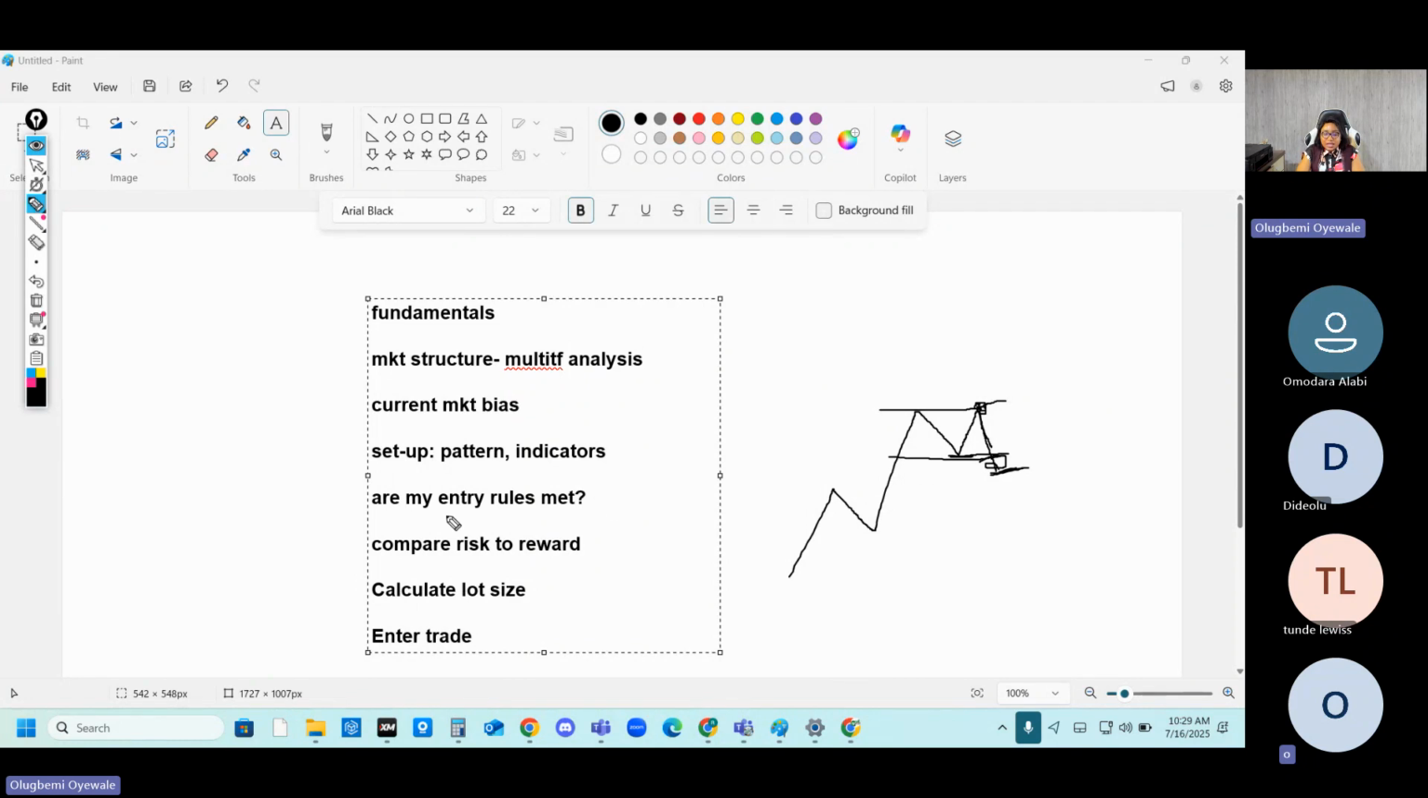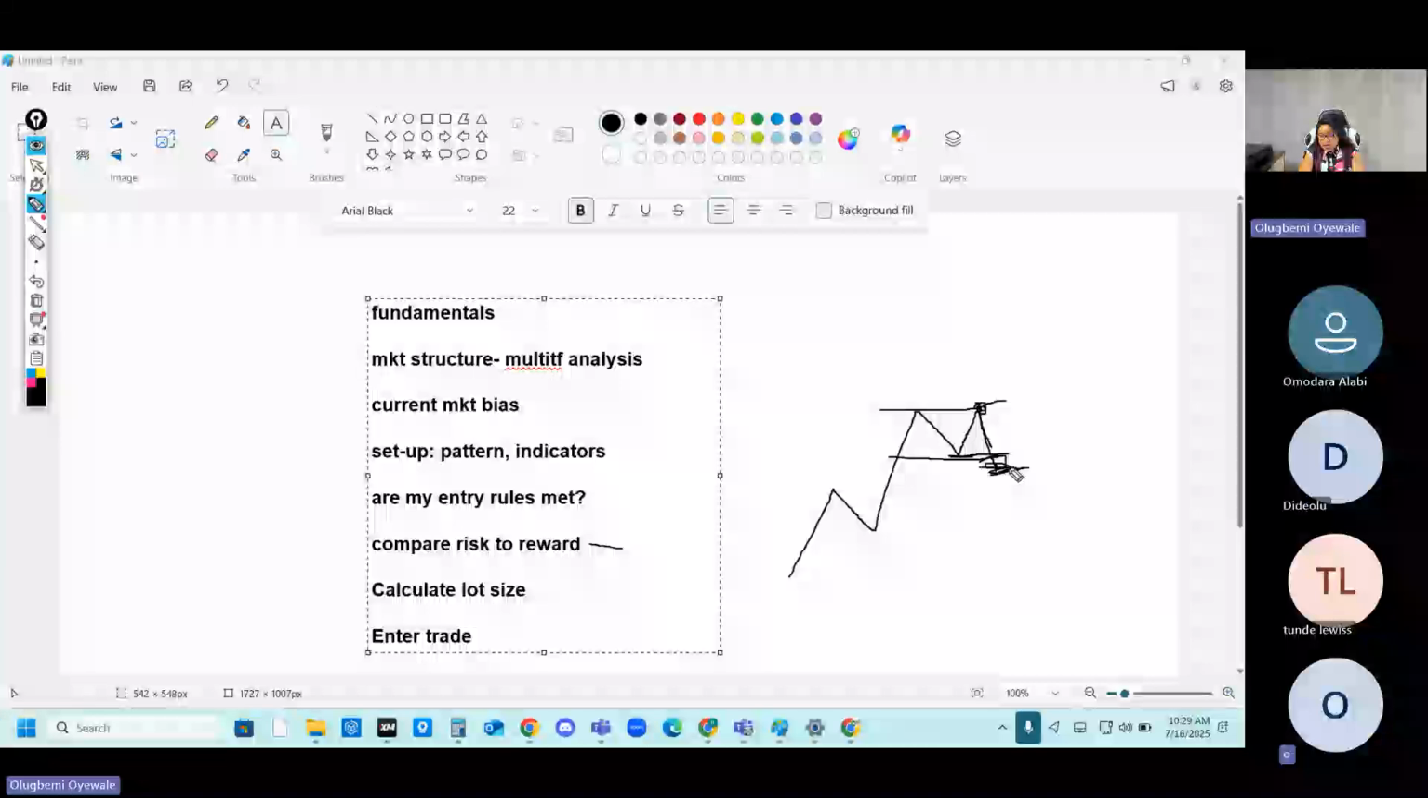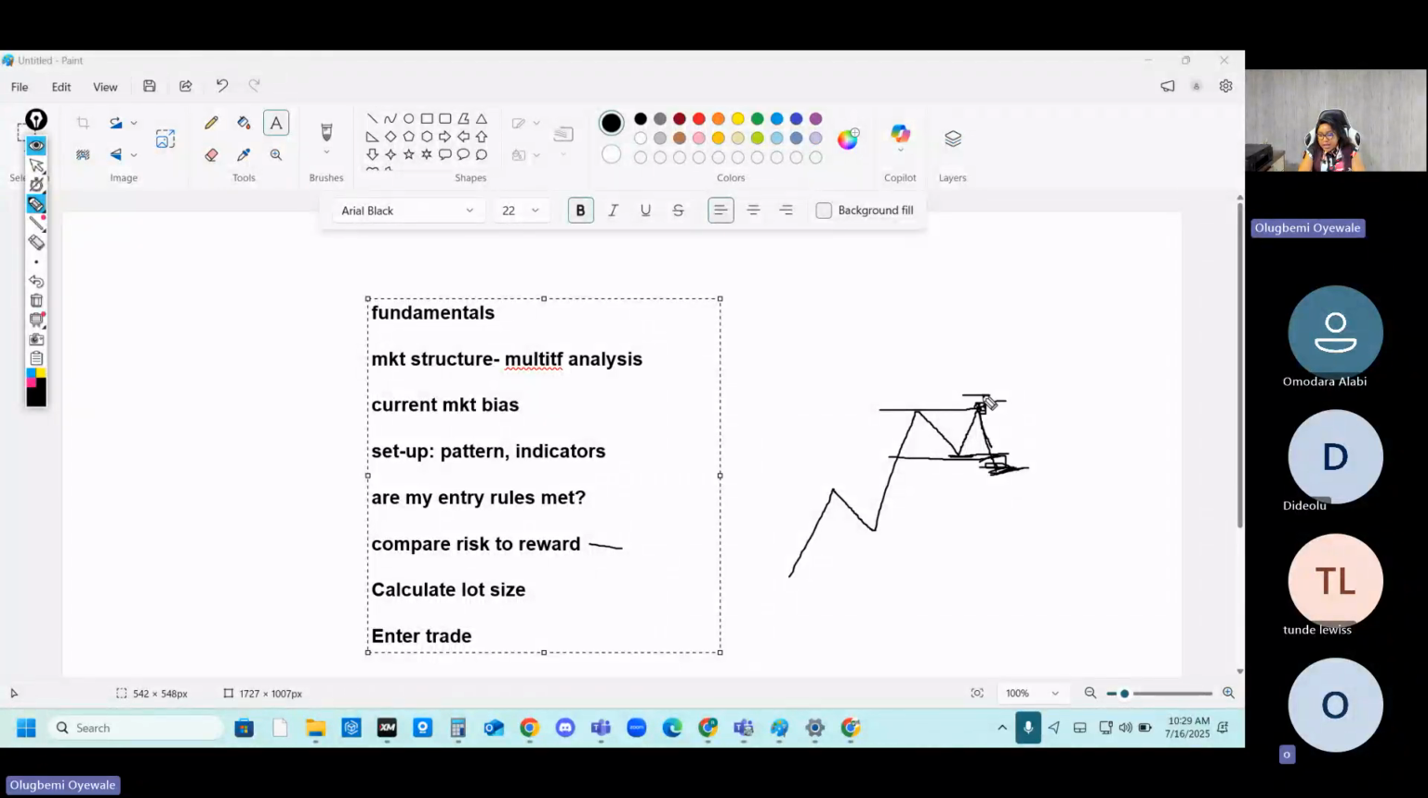Then before I finally enter, I'm going to do this. I'll compare my risk to reward. How do I know what my risk is? Before I enter, I want to know where my stop loss is going to be. If I'm entering here, my stop loss will likely be above the last high if I'm doing a sell. If I'm doing a buy, maybe the price is here and I want to buy, my stop loss will be below this low and my entry will be here.